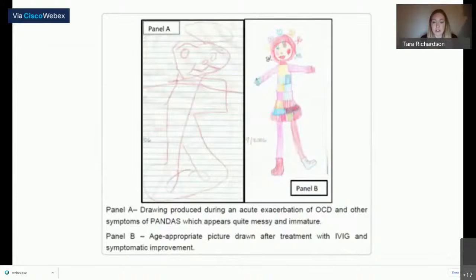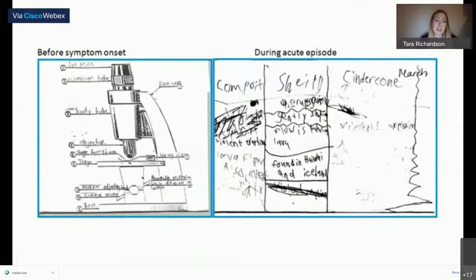Here are some examples for you of things that can occur. The pictures are drawn by the same child. It was a 10-year-old child, and the picture on the left was drawn in the middle of a flare, a PANDAS flare, and the right was after treatment with IVIG. So you can see the dramatic change in motor function and improvement with this treatment that Dr. Kobayashi was referencing. Once again, there's some handwriting changes. The left was pre-morbid, prior to developing PANS or PANDAS, and the right was during the flare, the same child.